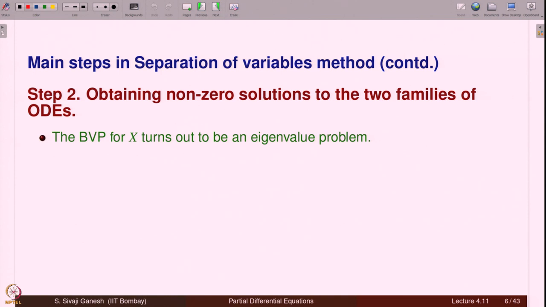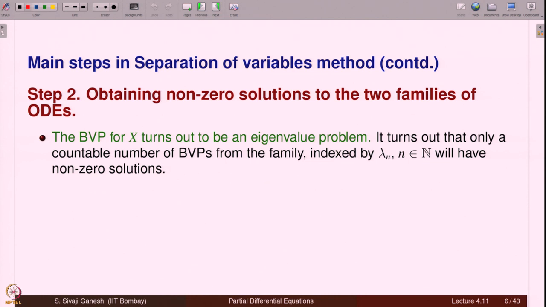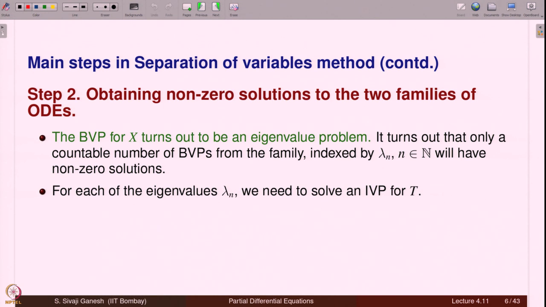Recall eigenvalue problems from your ODE courses. It turns out that only a countable number of BVPs from the family indexed by n will have non-zero solutions. We will see that. And for each of the eigenvalues, we need to solve an initial value problem for t. So, that means first we solve the problem for x and then solve for t.